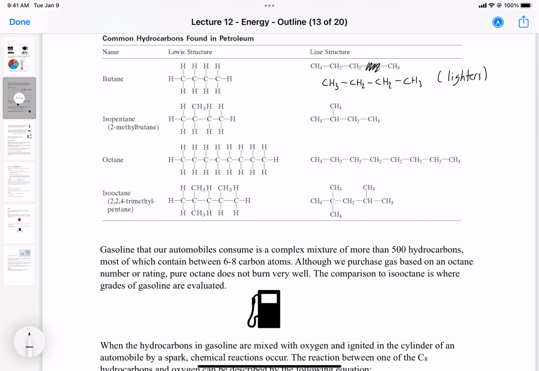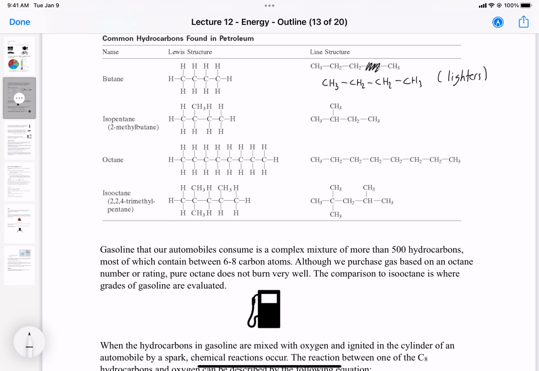So you may think, oh, how do we separate these compounds from mixtures? Well, it's not very simple and it's very complicated. Usually gasoline is not just simply octane. It's a mixture of more than 500 hydrocarbons, and most of them are liquids between 6 to 8 carbon atoms. So although we do purchase our gasoline based on an octane rating, pure octane doesn't burn very well. So in practice, it's not very useful as gasoline.